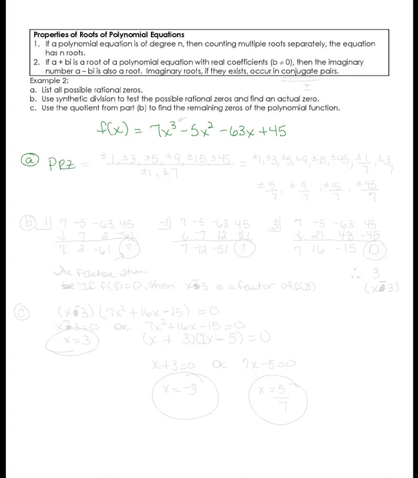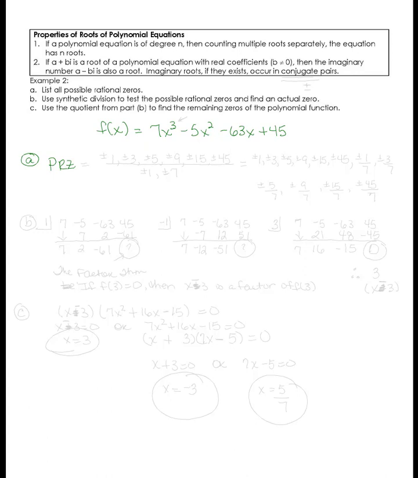Now, as with the previous page, I talked about looking at the equation and being able to find the actual zeros. The properties of roots of polynomial equations say that if a polynomial equation is of degree n, such as this, 3, then counting multiple roots separately, the equation has n roots. So we're going to list all the possible rational zeros, but our highest degree tells us how many actual zeros we have.